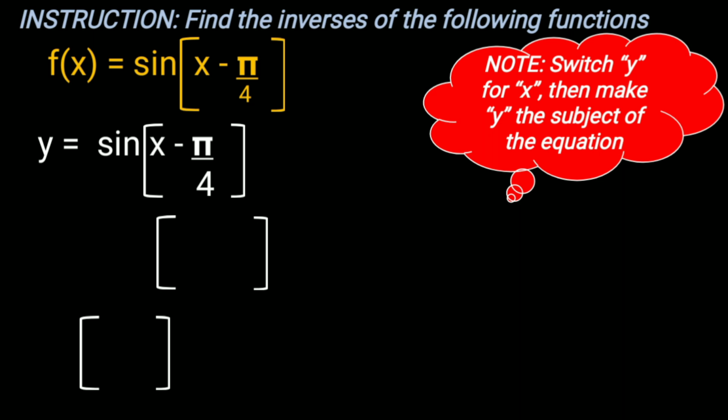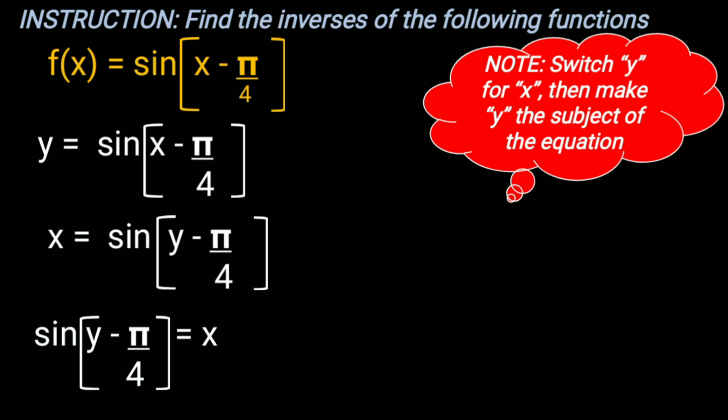And then we bring in the concept of finding the inverse of function itself, which is switch y for x and then make y the subject of the equation. This becomes x equals sine of (y minus pi over 4). And then we can write it as sine of (y minus pi over 4) equals x. They're still basically the same thing, just that it's more convenient to make y the subject of the equation if it's written this way.